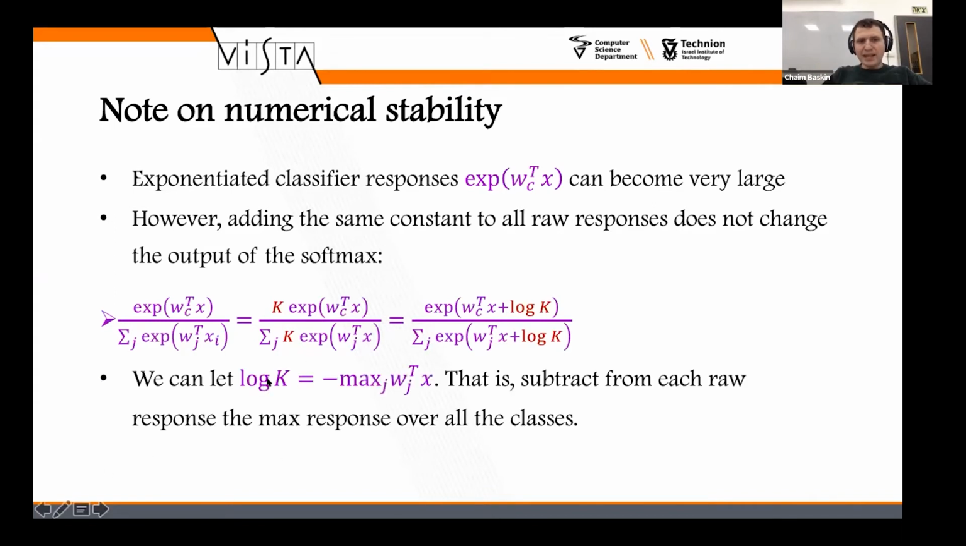Okay, so we can let log k be the maximum value, and if we subtract this value from each class, it will give us the correct prediction, and it will improve the numerical stability of how to calculate the gradient of the softmax.